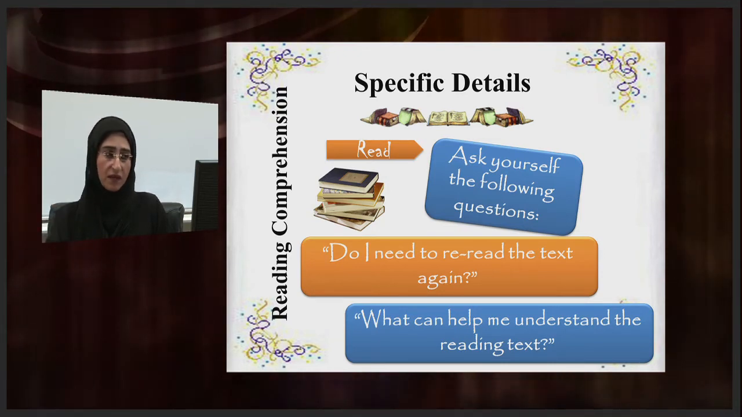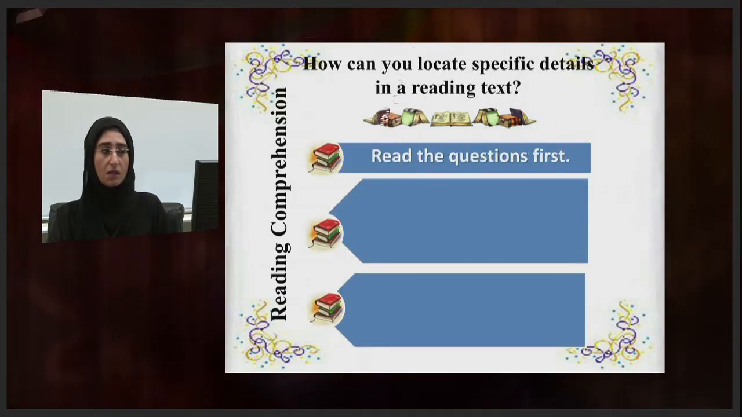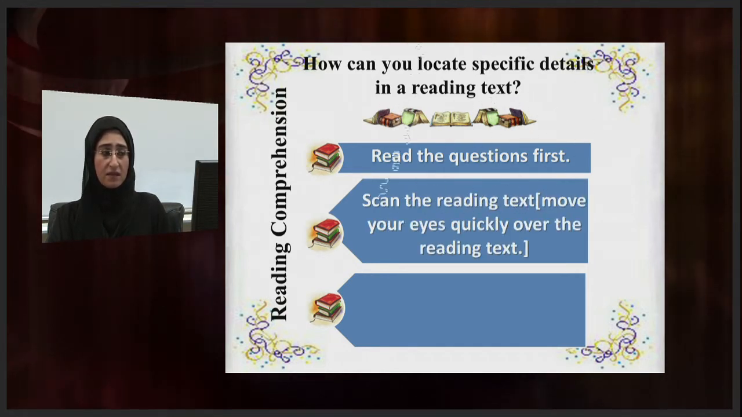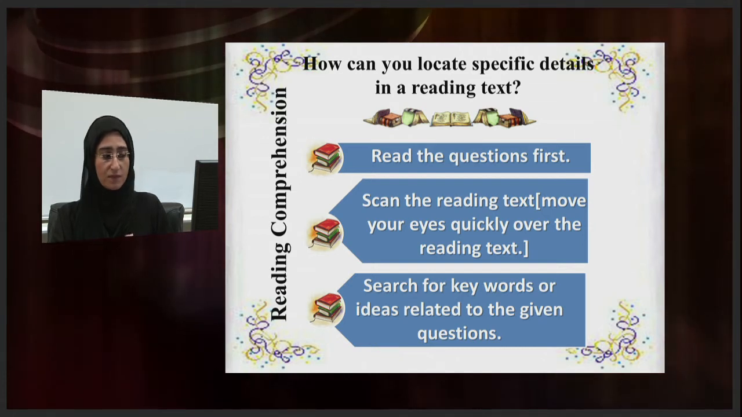My advice to you is to read the questions first, scan the reading text, move your eyes quickly over the text, and then search for keywords or ideas related to the given questions. So let's make it simpler. Read the questions very well, read the distractors, the options A, B, or C, and try to find keys or clues that will help you search for answers to these questions. Never mind, don't waste your time reading every single detail. Just try to find the things needed.